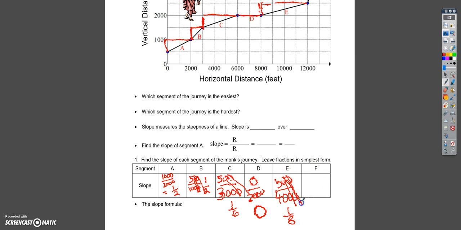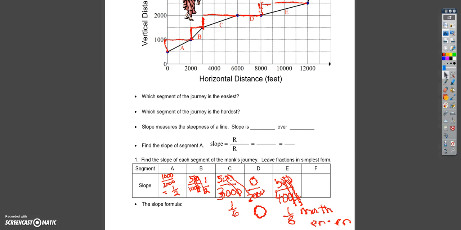And if you don't understand what I'm doing when I'm doing this, you can ask me in class. Or if you just put 500 divided by 4,000 in your calculator and then hit math, enter, it will take you to the fraction.